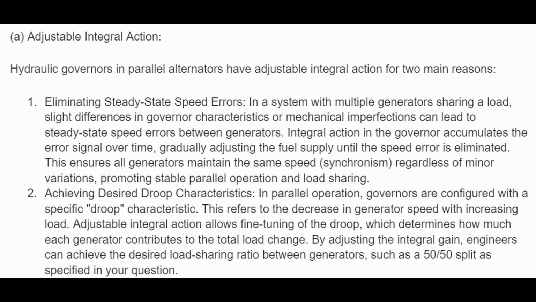In parallel operation, governors are configured with a specific droop characteristic. This refers to the decrease in generator speed with increasing load. Adjustable integral action allows fine tuning of the droop, which determines how much each generator contributes to the total load change. By adjusting the integral gain, engineers can achieve the desired load sharing ratio between generators, such as a 50-50 split.